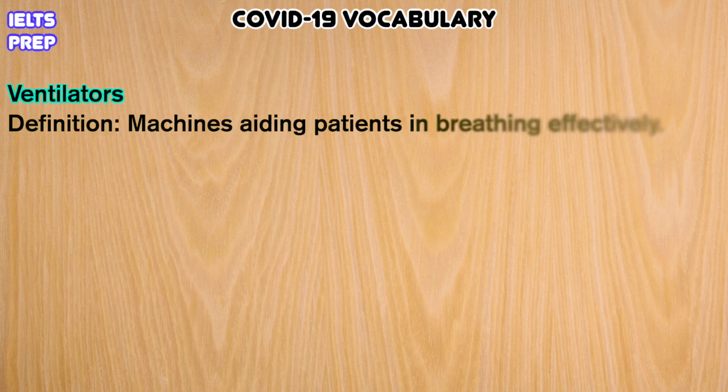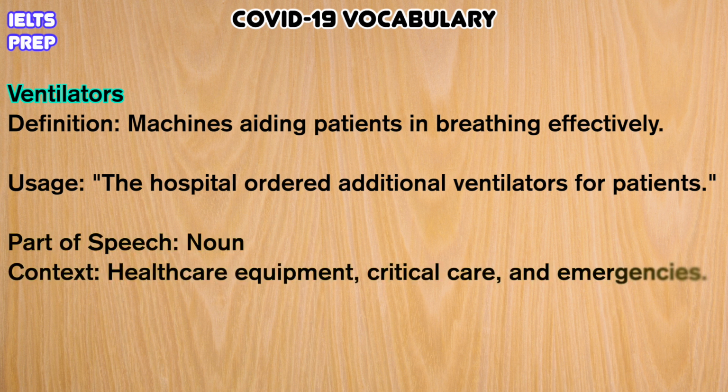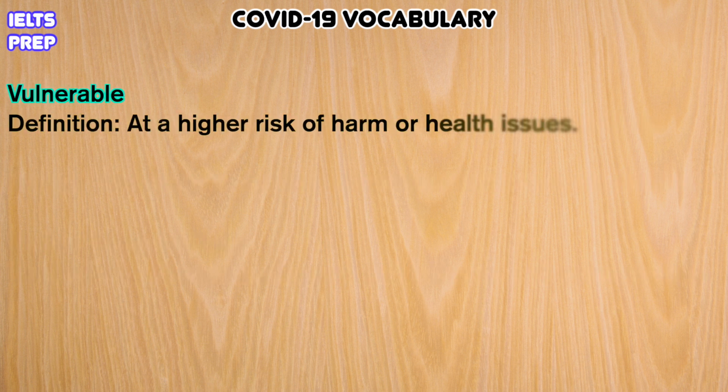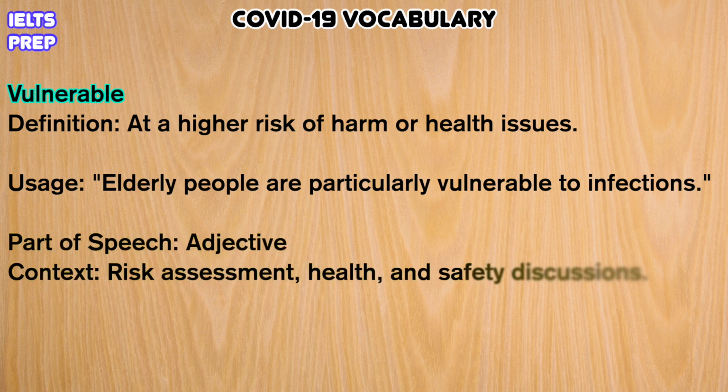Ventilators. Definition: machines aiding patients in breathing effectively. Usage: the hospital ordered additional ventilators for patients. Part of speech: noun. Context: healthcare equipment, critical care, and emergencies. Vulnerable. Definition: at a higher risk of harm or health issues. Usage: elderly people are particularly vulnerable to infections. Part of speech: adjective. Context: risk assessment, health, and safety discussions.